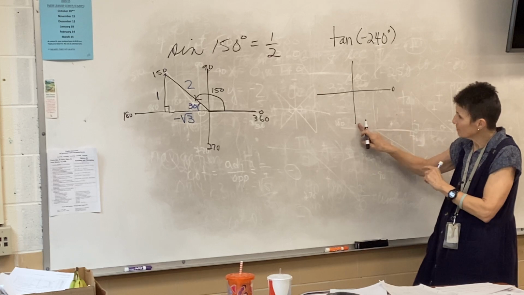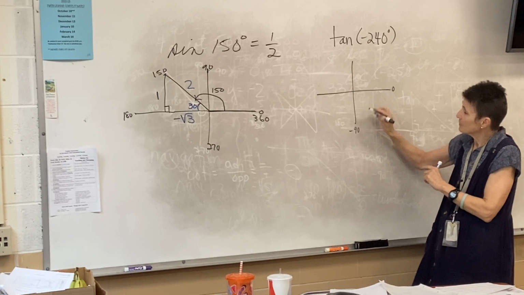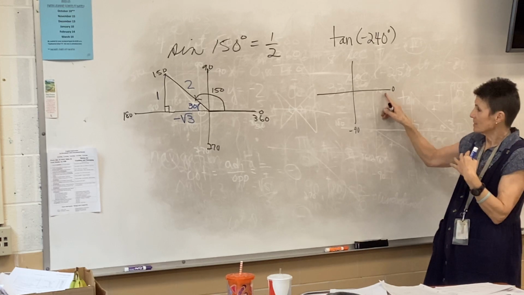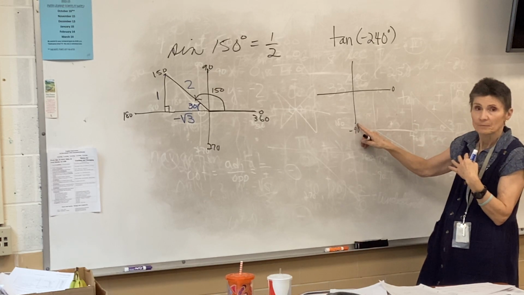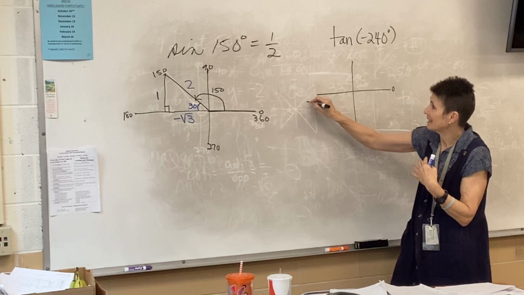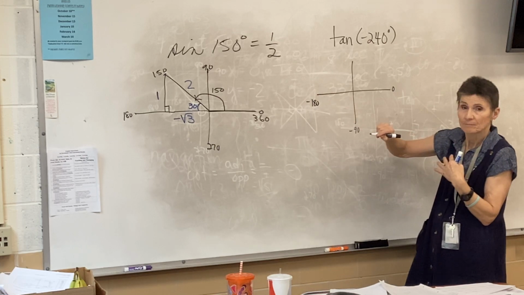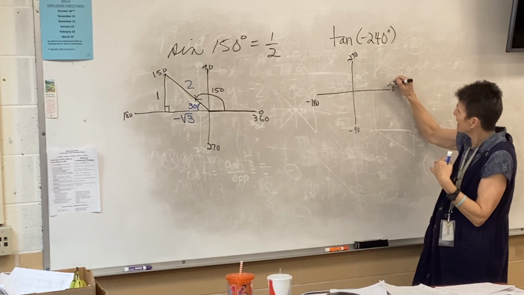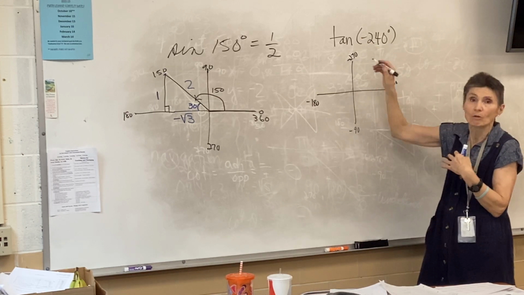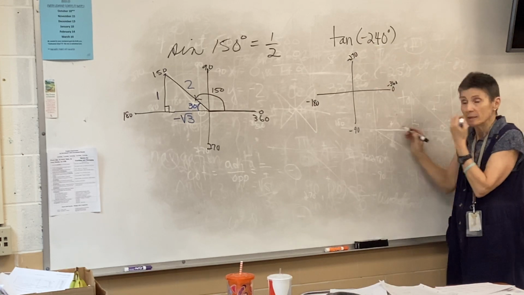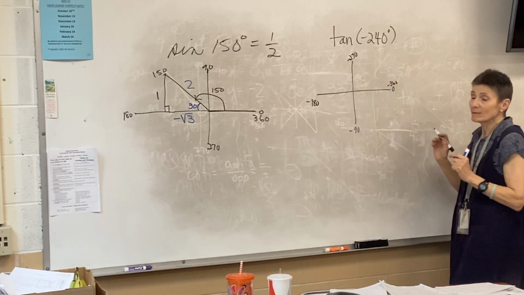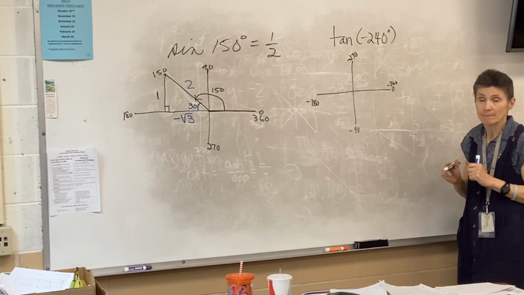So this would be negative 90. Remember, a quadrant is 90, a right angle. So this is negative 90. This will be negative 180, negative 270, and then negative 360 if I go all the way around. Negative, that's this way. Now, where is negative 240?